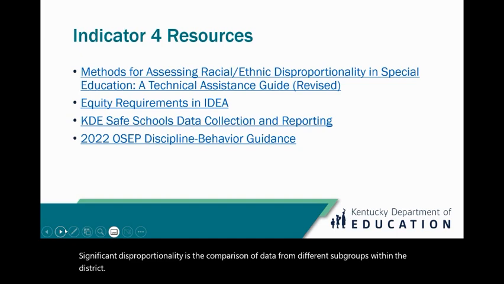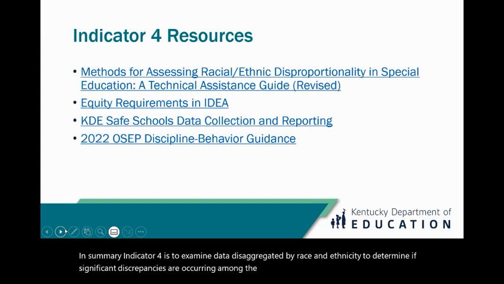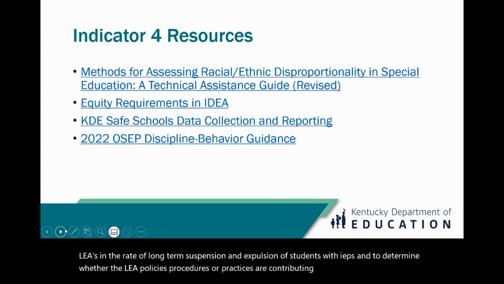In summary, Indicator 4 is to examine data disaggregated by race and ethnicity to determine if significant discrepancies are occurring among the local education agencies, LEAs, in the rate of long-term suspension and expulsion of students with IEPs, and to determine whether the LEA policies, procedures, or practices are contributing to the significant discrepancy.